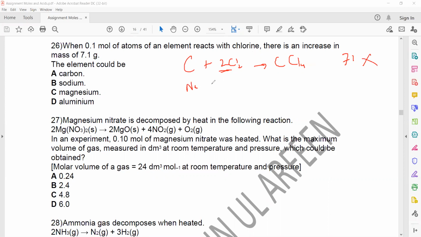When you check for sodium, here 2 moles of sodium are reacting, so the total mass will not increase. But when you check magnesium, 1 mole of magnesium reacts with 1 mole of chlorine to give magnesium chloride. That's why C is the right answer.